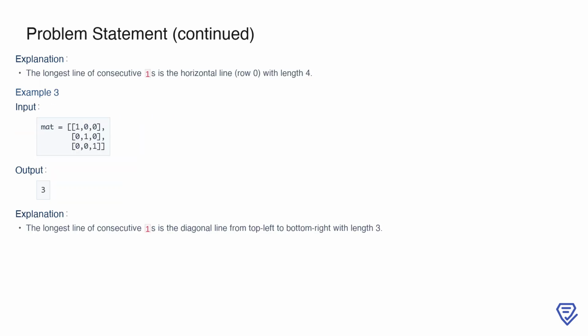In the third example, the input matrix forms a diagonal line of 1s that stretches from the top left corner to the bottom right corner. This diagonal contains 3 1s, which is the longest consecutive sequence in this case, so the output is 3.